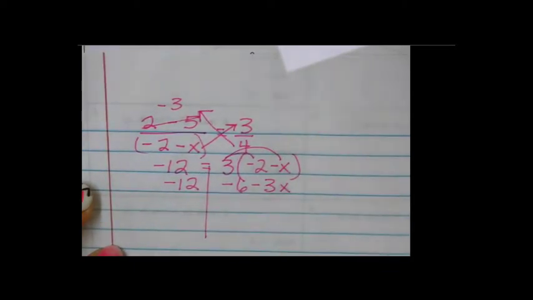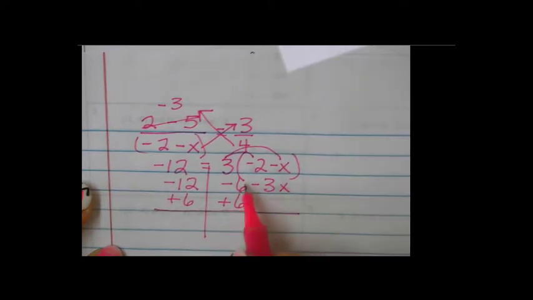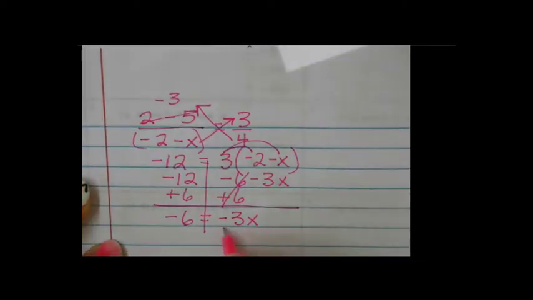Hey, this is just a two-step equation. We can handle that. We're going to get our constants on the same side. So I'm going to add 6. Remember, you always do the inverse operation. So we can cancel that. Negative 6 is equal to negative 3x. One step left. We're going to divide by negative 3. Negative divided by a negative is a positive. So we get x equals 2.